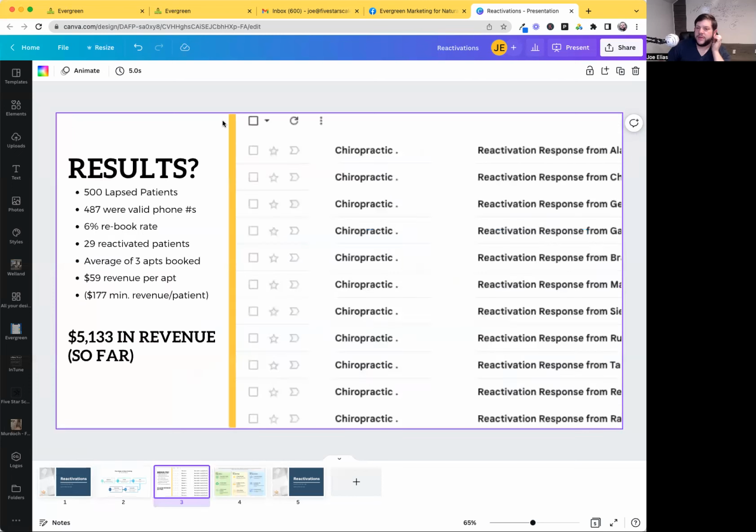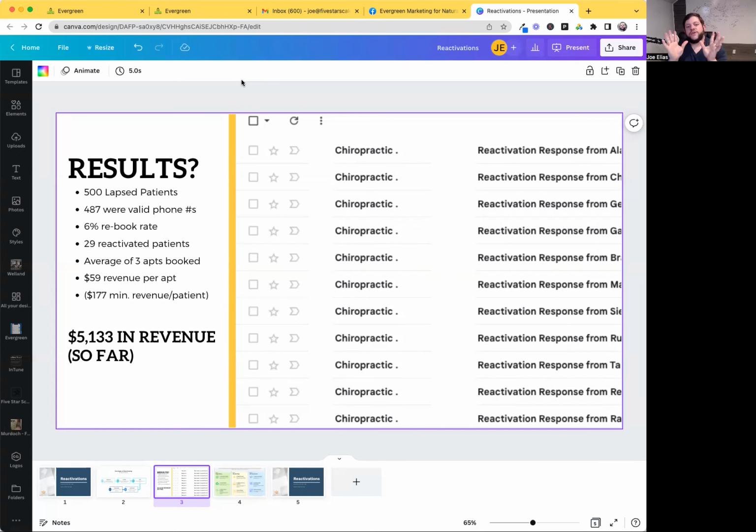Let me show you an example. This is what I just did, and I filtered out the office's name and, obviously, the people's information. But this is our inbox about 30 minutes after we started the campaign. We took 500 lapsed patients, which was just a number we kind of stuck to, and ran them through my system. It filtered out the ones who had bad phone numbers. That was the first bit. We lost a handful of people to bad phone numbers.